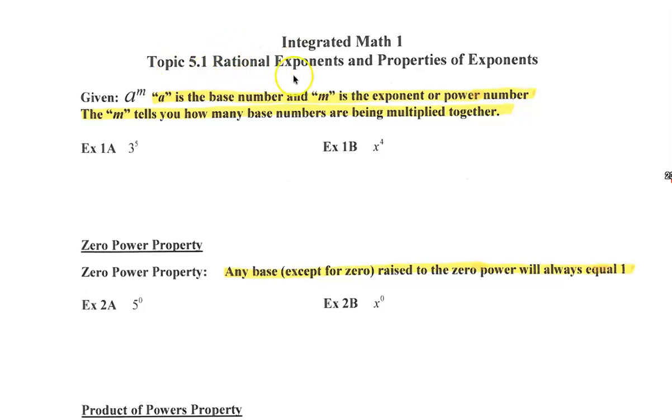In this lesson, we're going to talk about rational exponents and properties of exponents. So here's an exponent, or a power. We consider the big number here the base, and m is the exponent or the power. So if I see something like this, the 3 is the base, and the 5 is the power, or the exponent.